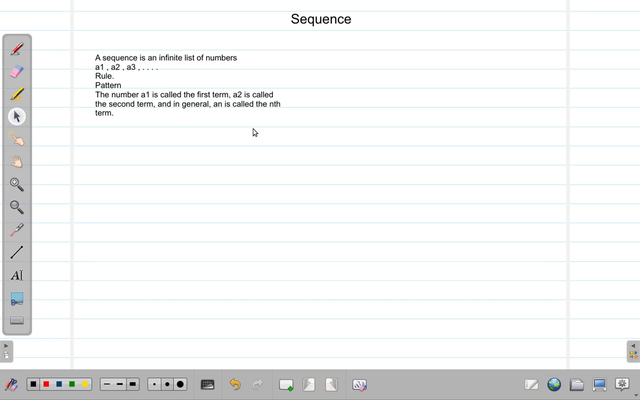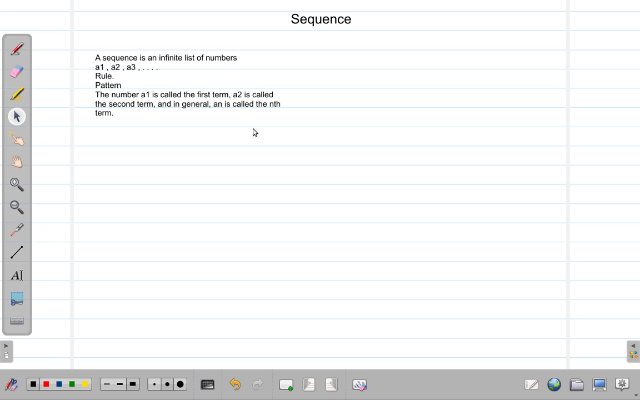Let's talk about sequence and series. As we talk about this topic, we will be making use of the PDF book Pre-Calculus.